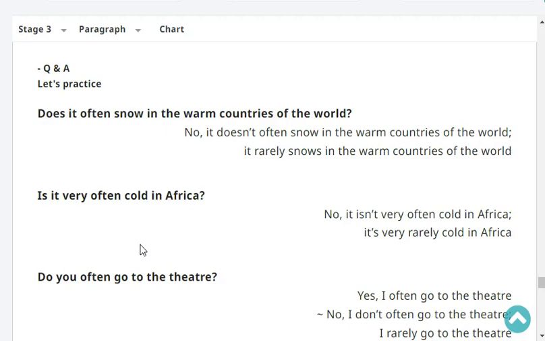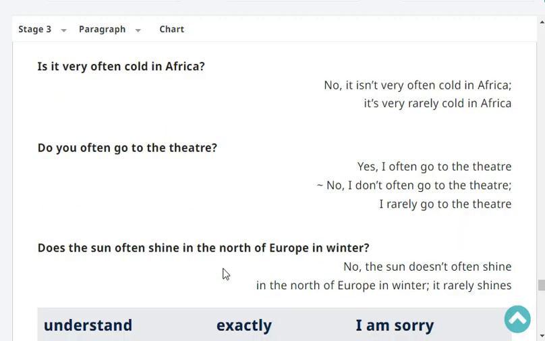Do you often go to the theater? Yes or no? Yes, I often go to the theater.